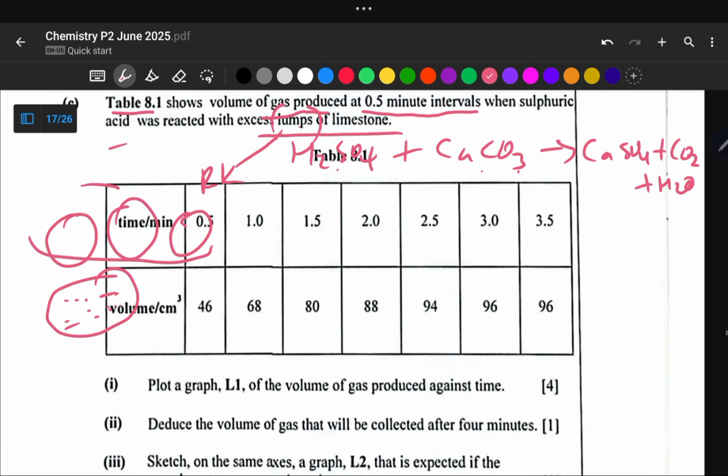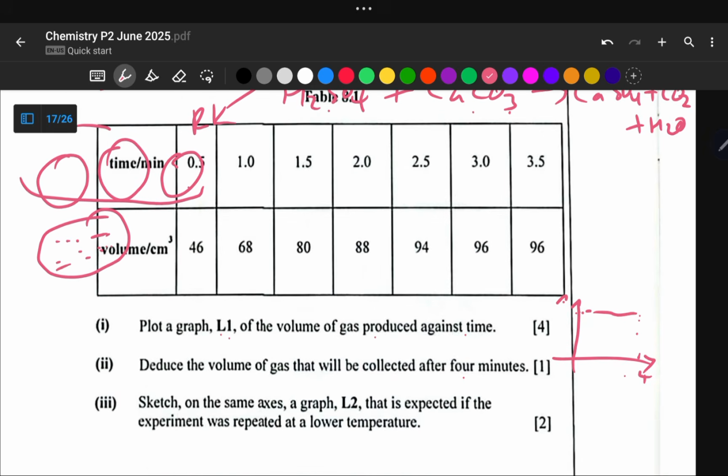And then plot the graph of A1, the volume of gas produced against time. So we are simply plotting the volume against time, as simple as that. And then deduce, so this is the graph, and then this is the volume here, and then the time interval. So 4 minutes, go straight, and then try to match out the volume that are given at the interval. And then sketch on the same axis L2 expected if we are to repeat using lower temperature.